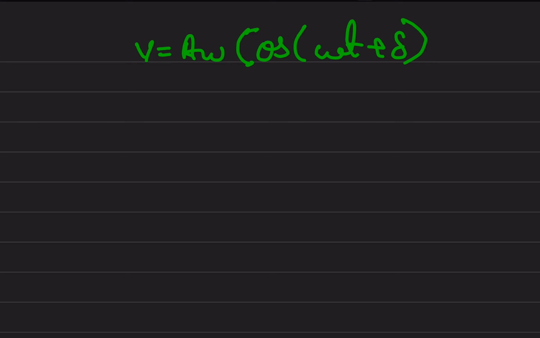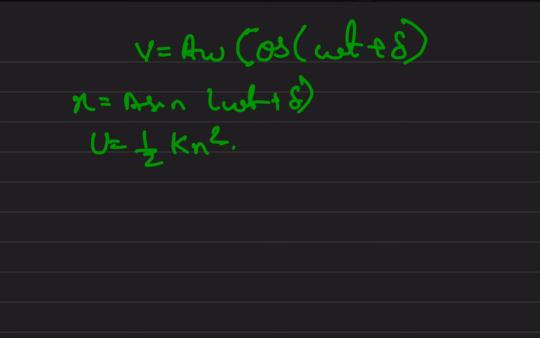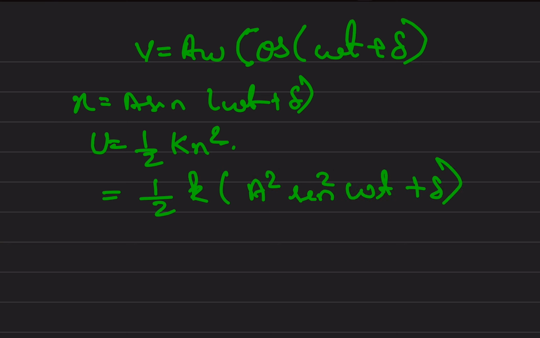As we know, the function of x is x is equal to a sine (omega t plus delta). The potential energy was half k x square, so this came out to be half k a square sine square (omega t plus delta). This is the sinusoidal, or variable, potential energy. This is how the potential energy will be written as x changes, or as time changes.